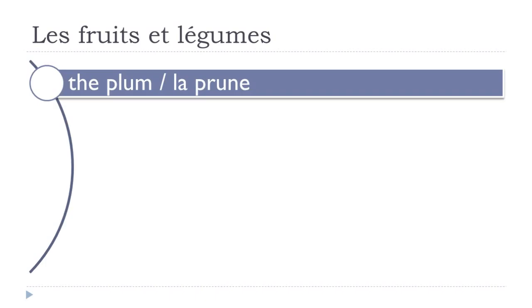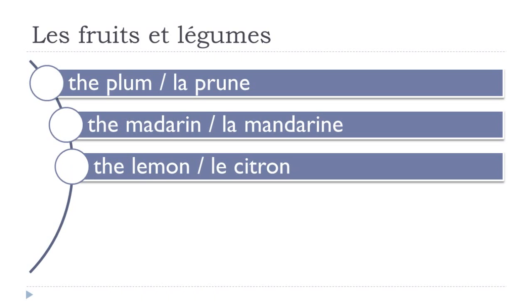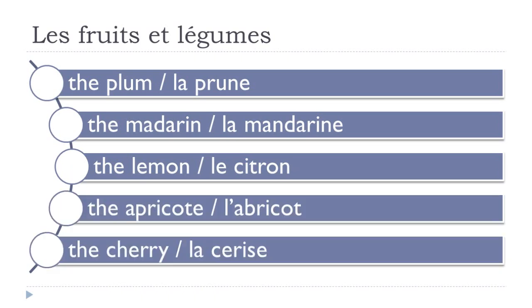La prune, la mandarine, le citron, l'abricot, la cerise. La prune, la mandarine, le citron. L'abricot. So by the way, I didn't put it, but it's masculine, just for your information. La cerise.